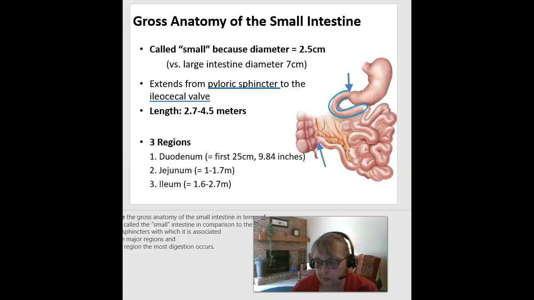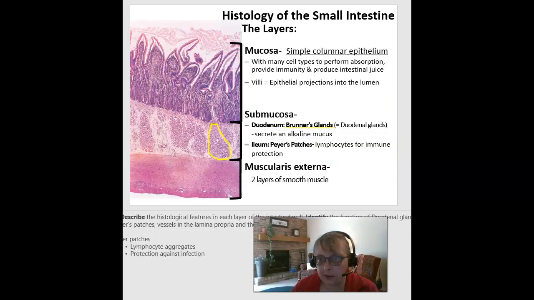Now we'll talk about the histology. It does change a little bit all the way from the duodenum down to the ileum, but this is the general scheme. There are 4 layers, just like any part of the digestive tract. The innermost layer is the mucosa, then the submucosa is underneath it, then there's a muscular layer called the muscularis externa, and then the serosa, which covers the outside of the small intestine.